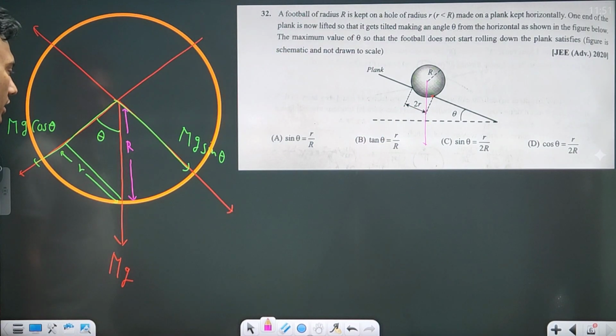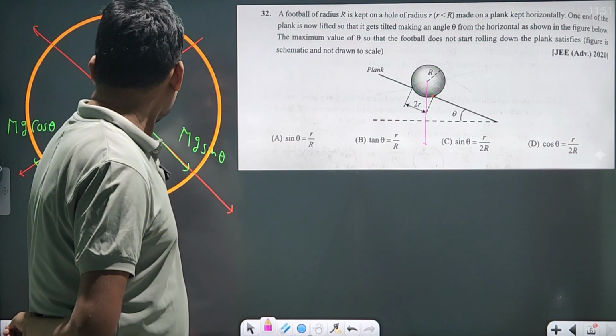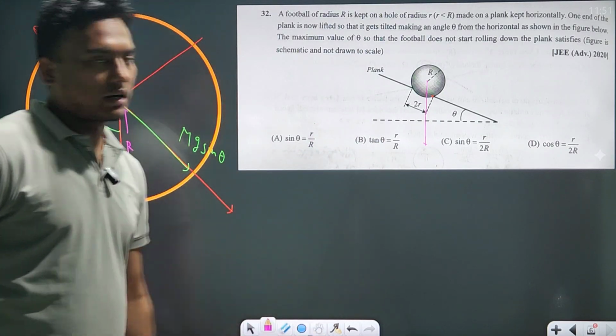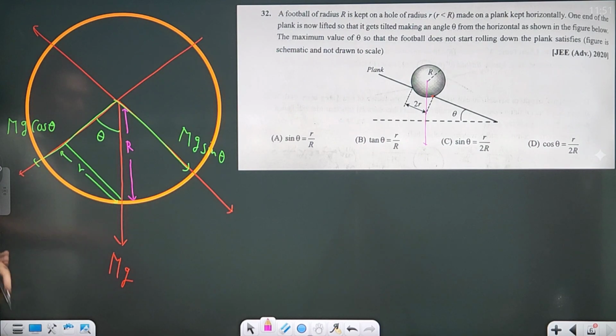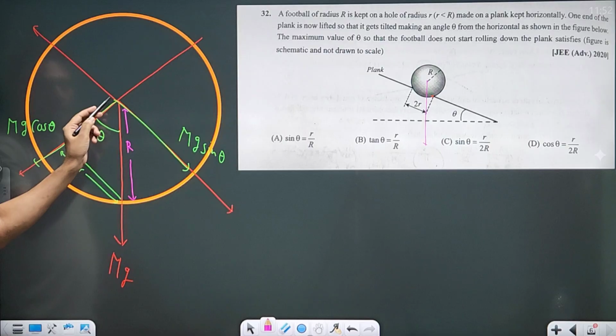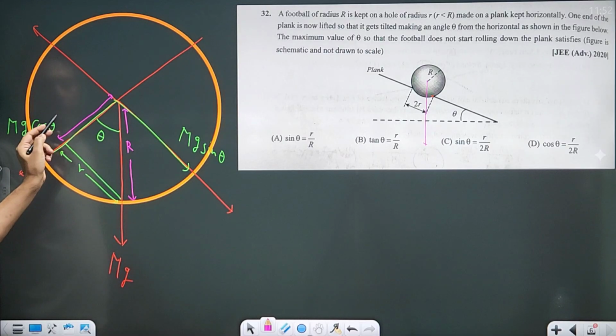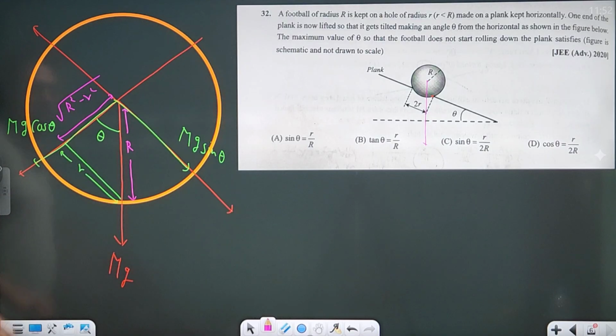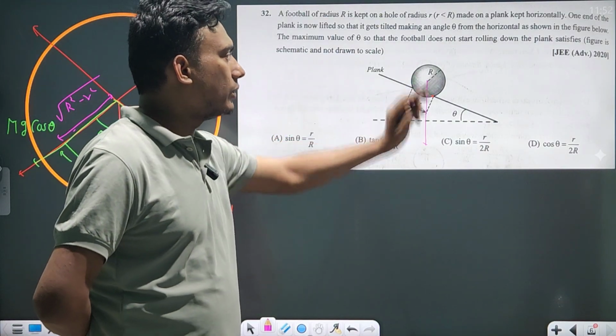Means if I consider the maximum value of theta, so that the football does not start rolling down from the plank, the torque should be equal to 0. First we look at the triangle here: this is a distance r, this is capital R, and this is angle theta. So this distance comes out to be the square root of R squared minus small r squared.